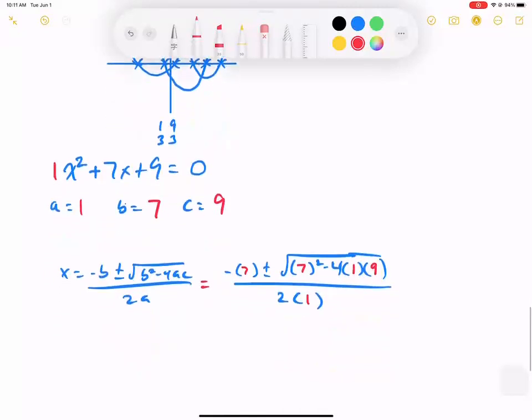X equals negative b, right? If you guys want me to color code this real quick, these are b's. B's are always the first two numbers you plug in. Minus 4ac, a, and then c. And then back to all over 2a.